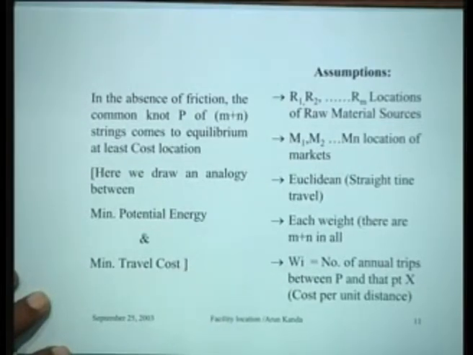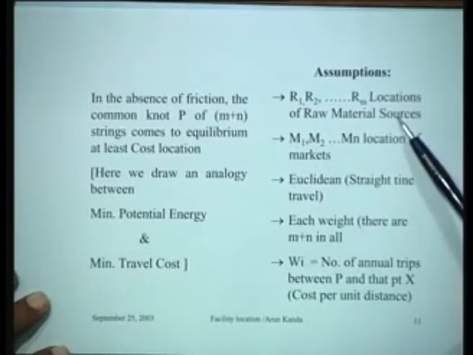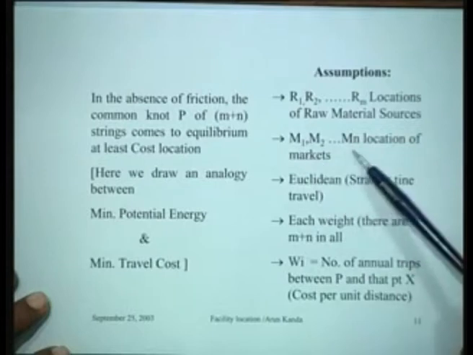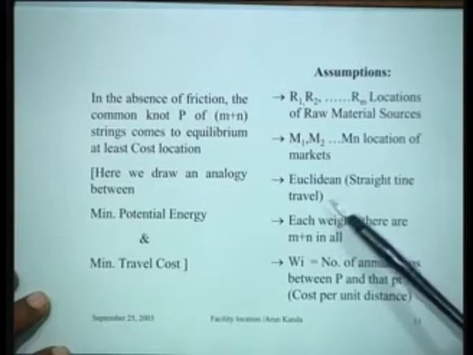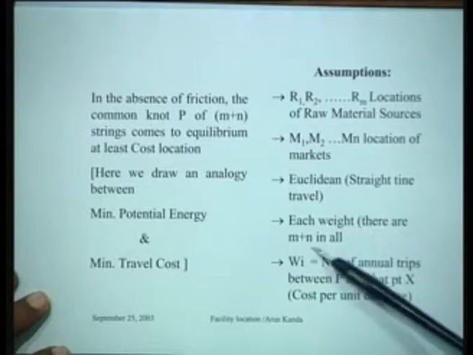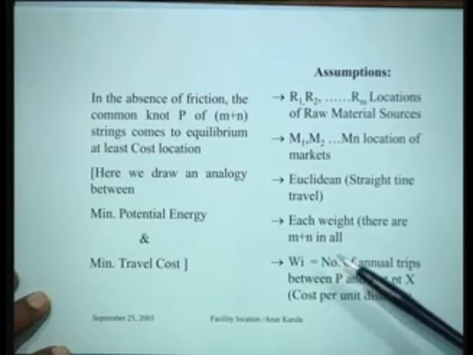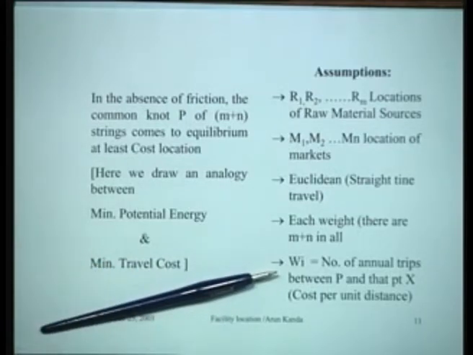Of course, some of the assumptions are that R1 to Rm are locations of raw material sources, M1 to Mn are locations of markets. We are assuming Euclidean or straight line travel, and each weight, how many weights are there? M plus N. There are M plus N in all, and this is how we calculate each weight. Each weight, Wi, is the number of annual trips between P and that point multiplied by the cost per unit distance.